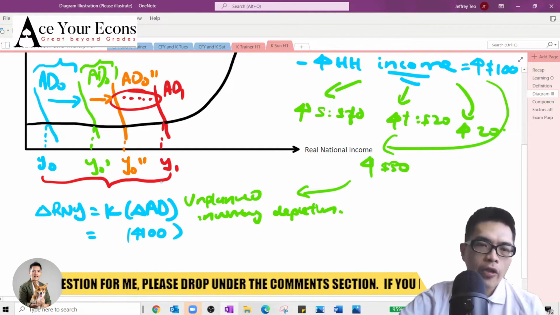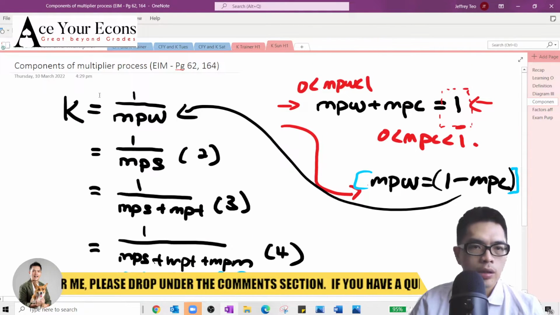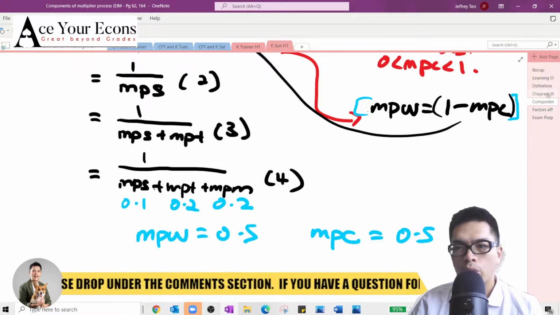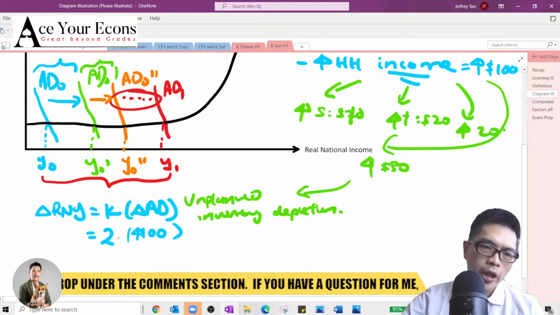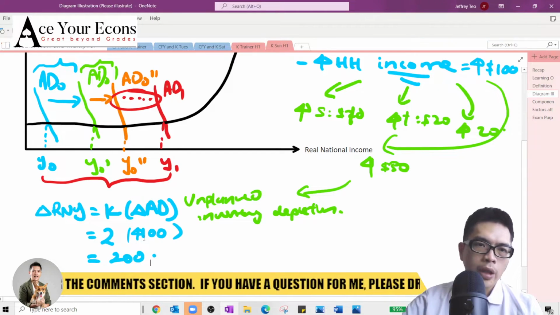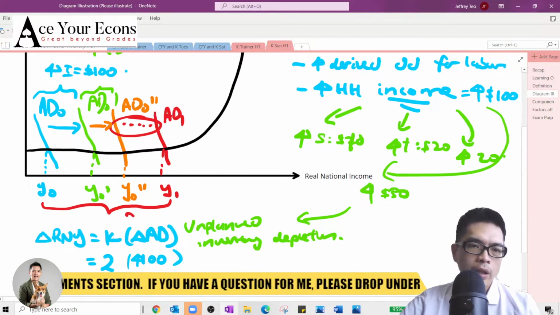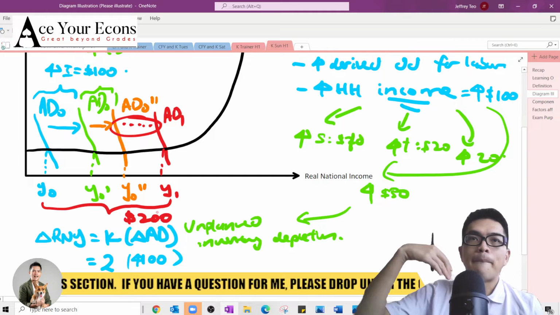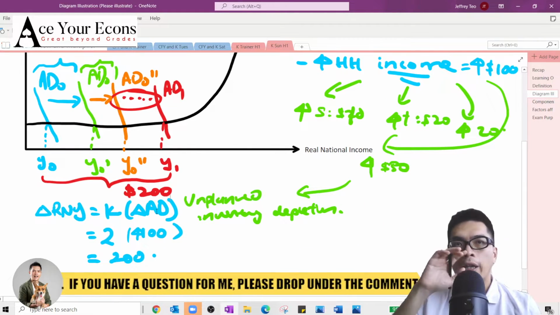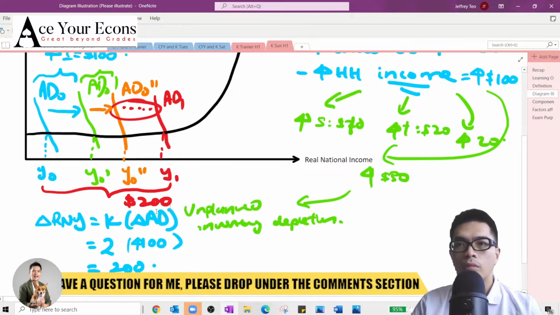Right, so the size of the multiplier will be 1 over 0.5. It will give you 2. So your change in your total real national income will be $200. So you can see that because of an initial spending of $100, this will lead to a multiple increase in your real national income by more than the initial amount. Everyone clear so far?